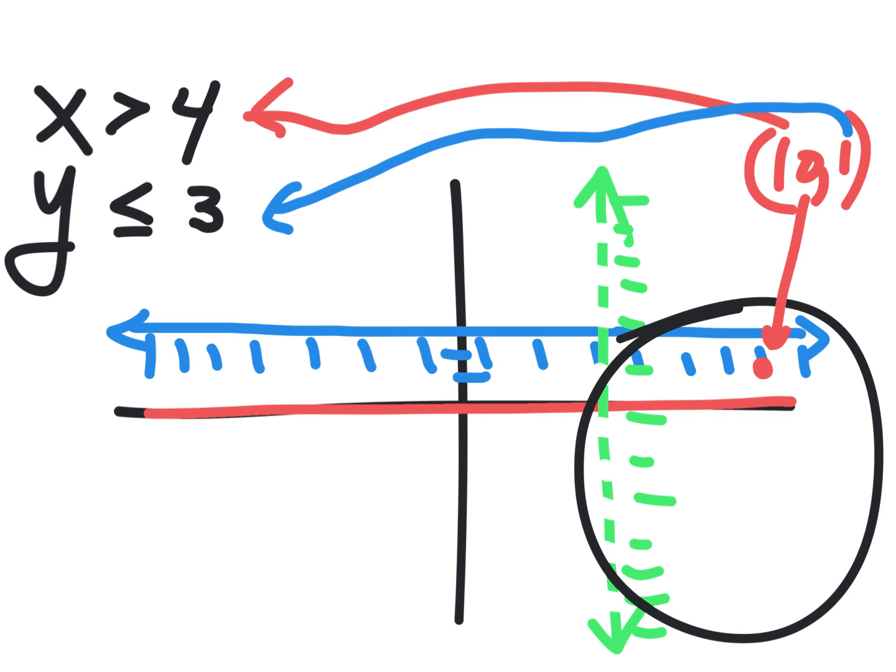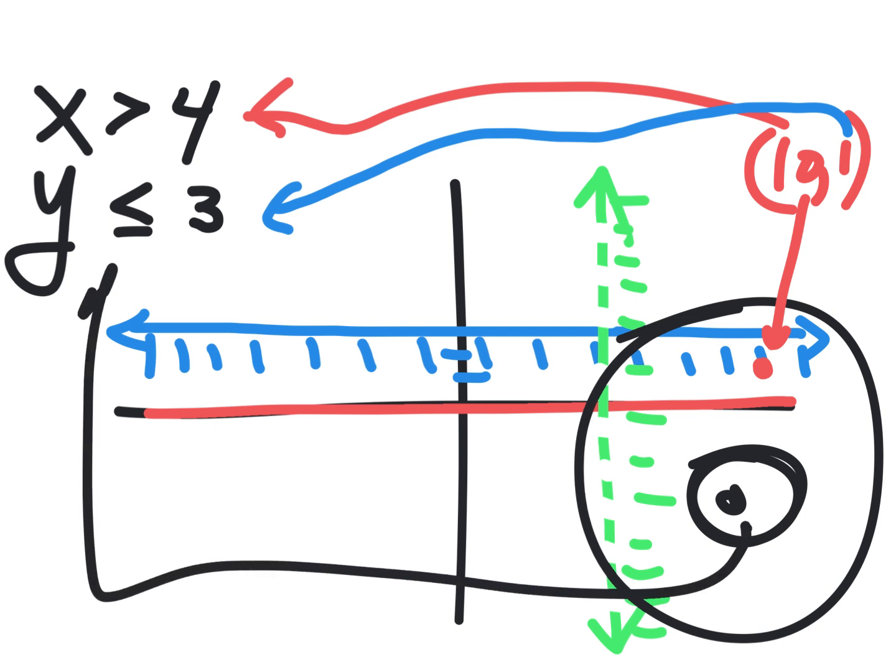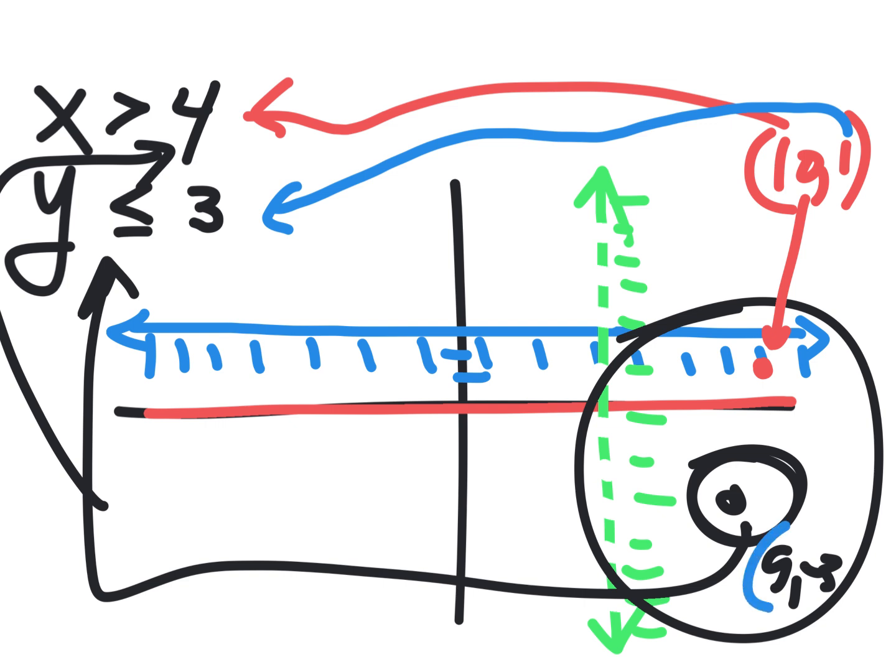All right, is this point right here feasible? Yeah, because it's shaded in both proper directions. So whatever it is, it probably works in both equations. Like if it was 9, -3, you could look at its x value and go, is its x value really bigger than 4? It is. Is its y value really less than or equal to 3? And it is. Okay, cool.